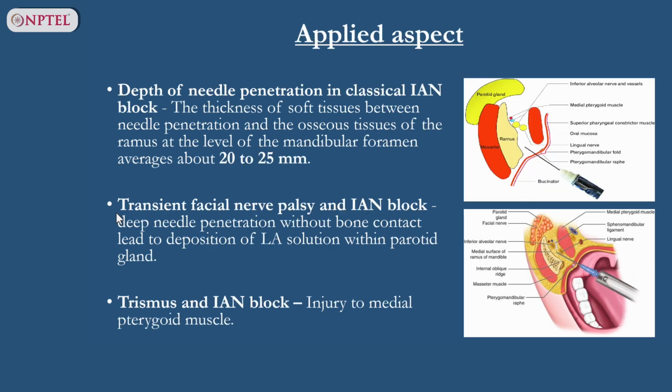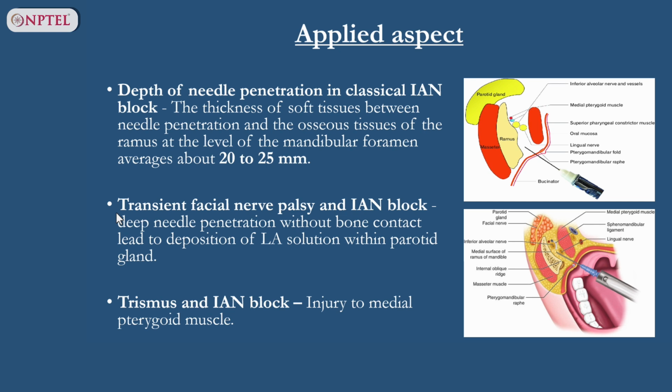The thickness of the soft tissue between the needle penetration and the osseous tissues of the ramus at the level of the mandibular foramen averages from 20 to 25 millimeters, and that is the depth of penetration while giving the inferior alveolar nerve block. Bone contact is always a must while giving this nerve block. If a person does not have bone contact, the needle might go far posteriorly within the substance of the parotid, and if the solution is deposited within the substance of the parotid, it might lead to transient facial nerve palsy rather than an inferior alveolar nerve block.